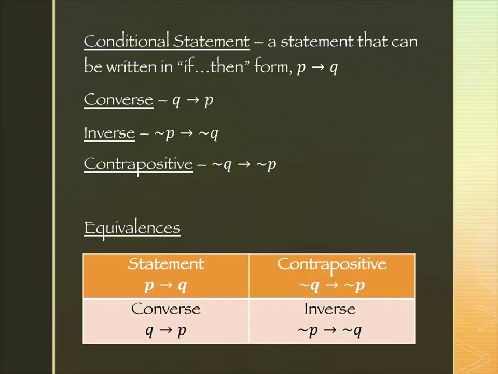So let me get started with one. A conditional statement, as you know, is a statement that is written in if-then form, P implies Q. This is the same definition that we had in the last section. And what we're going to look at in this section is finding the converse, the inverse, and the contrapositive of those statements.